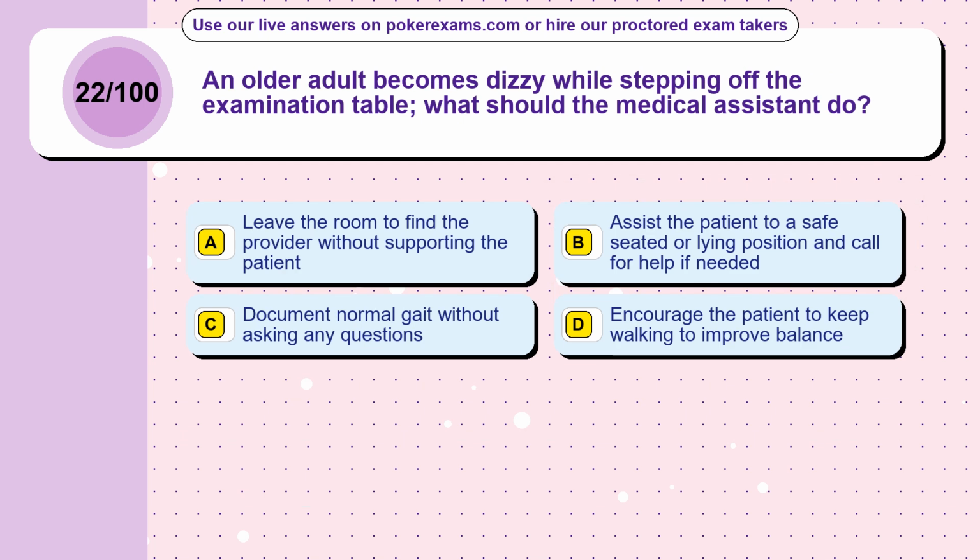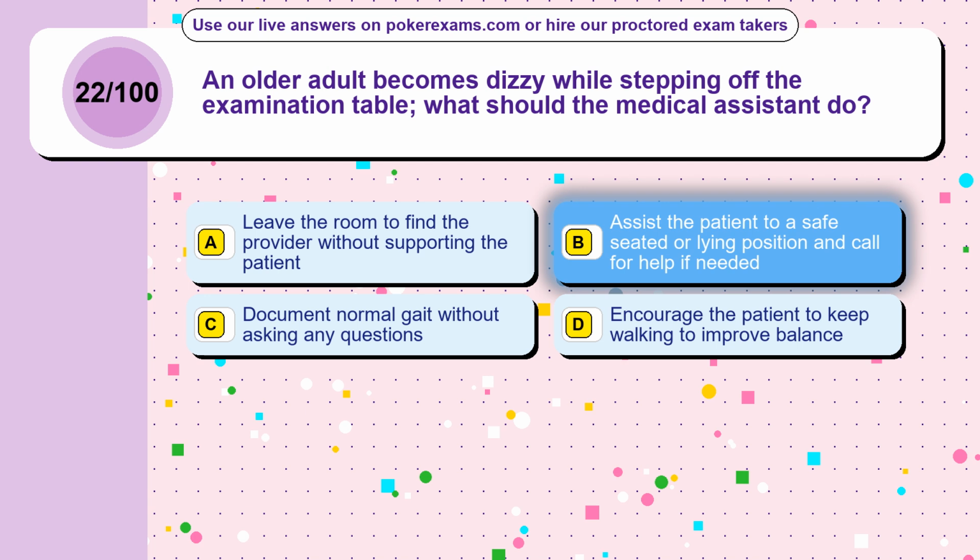Question 22. An older adult becomes dizzy while stepping off the examination table. What should the medical assistant do? Option A. Leave the room to find the provider without supporting the patient. Option B. Assist the patient to a safe seated or lying position and call for help if needed. Option C. Document normal gait without asking any questions. Option D. Encourage the patient to keep walking to improve balance.